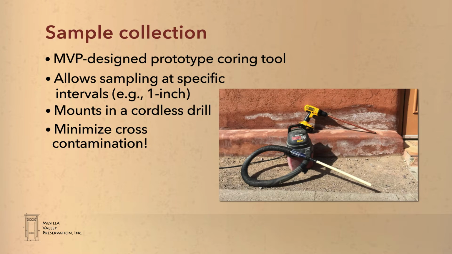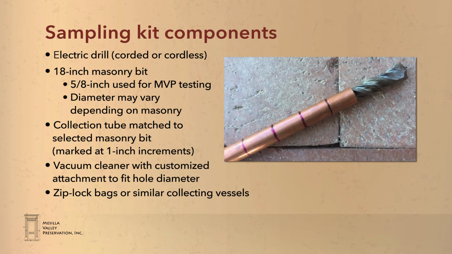This photo illustrates the sample collection portion of MVP's salt field kit in front of a salt-affected wall. The sample collection kit includes a prototype coring tool that mounts in a standard cordless drill. The coring tool is made from readily available components that allow for sampling at specific intervals. The sample collection kit and process are designed to minimize cross-contamination of samples so that we can get the most accurate results. The sampling kit intentionally contains simple components that can be obtained at any hardware store.